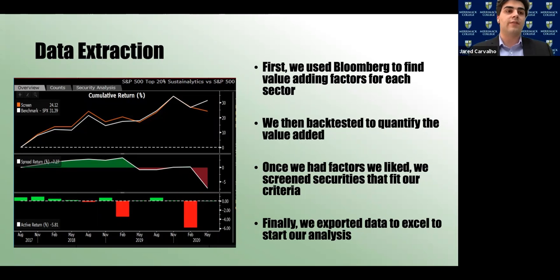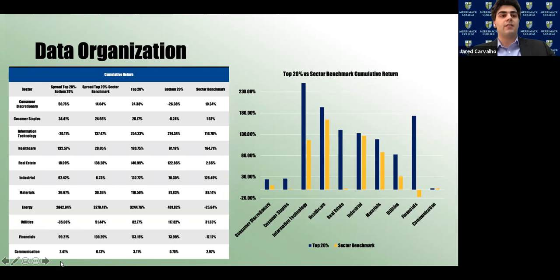As you can see on the left, this is just an example of a backtest with the S&P 500 with top 20% of Sustainalytics scores. And then finally, once we had our factors that we liked, we screened the securities that fit our criteria, and we exported all of those securities to Excel to start our analysis. And now I will bring Max Hayden to talk about the organization of the data.